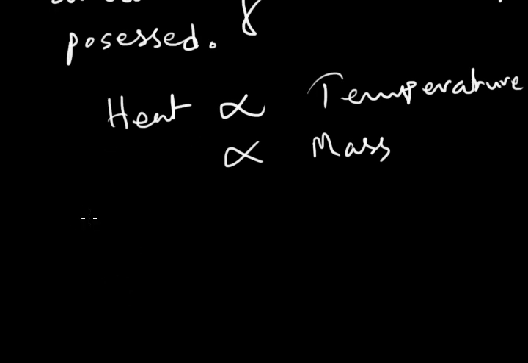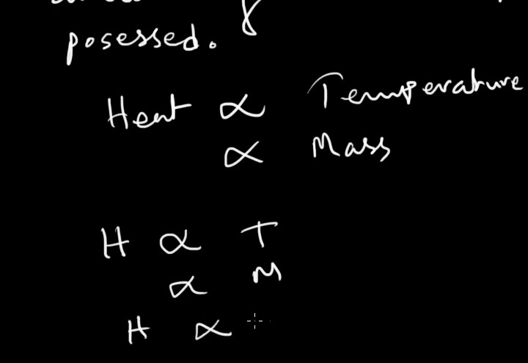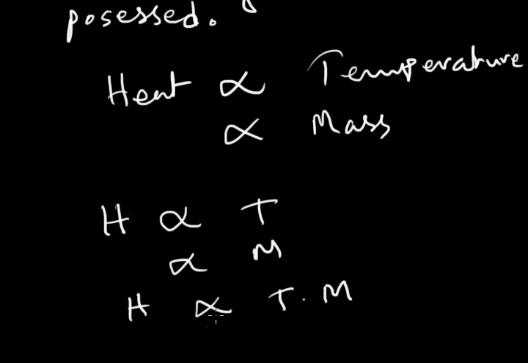Now heat can be denoted by a variable H, and if we denote temperature by T and mass by M, then H is directly proportional to T into M. Now if we remove the proportionality, there comes a constant K.